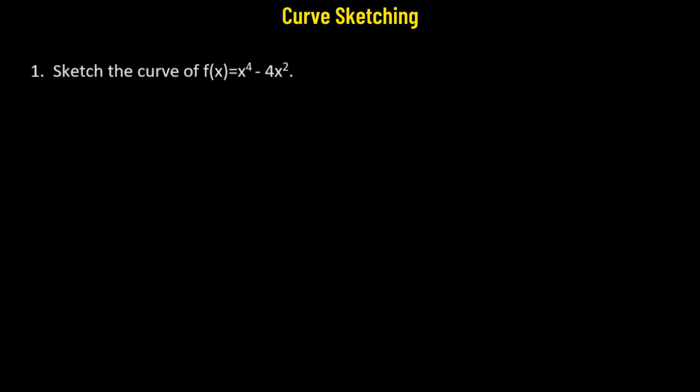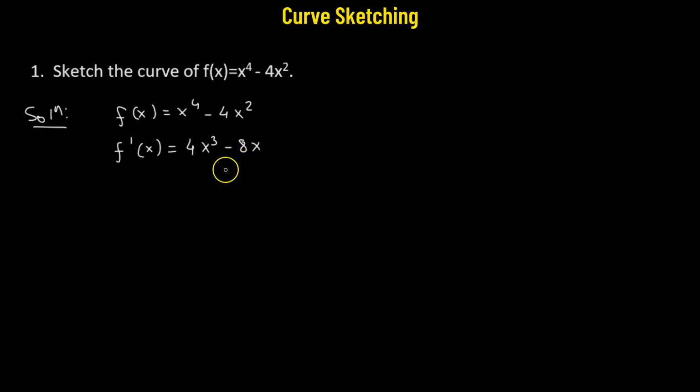Problem number 1. Here we need to sketch the curve of f of x equals x raised to the power of 4 minus 4x squared. So let us begin. First, we consider the function f of x equals x to the power of 4 minus 4x squared. Then we take its derivative with respect to x. This gives us 4x cubed minus 8x. We'll factorize it, so this will be 4x multiplied by x squared minus 2.